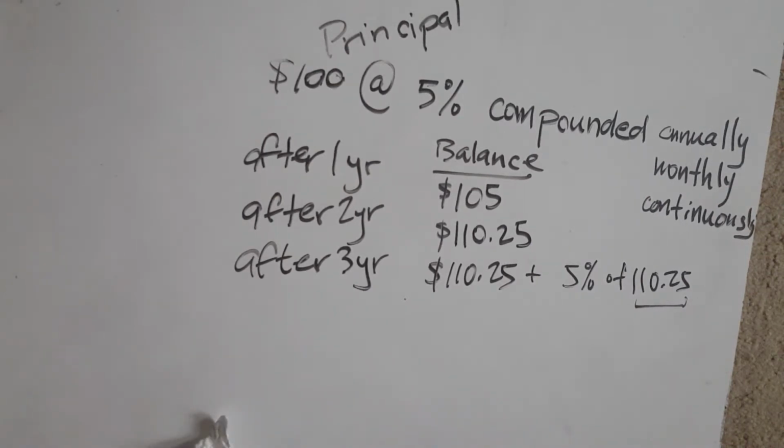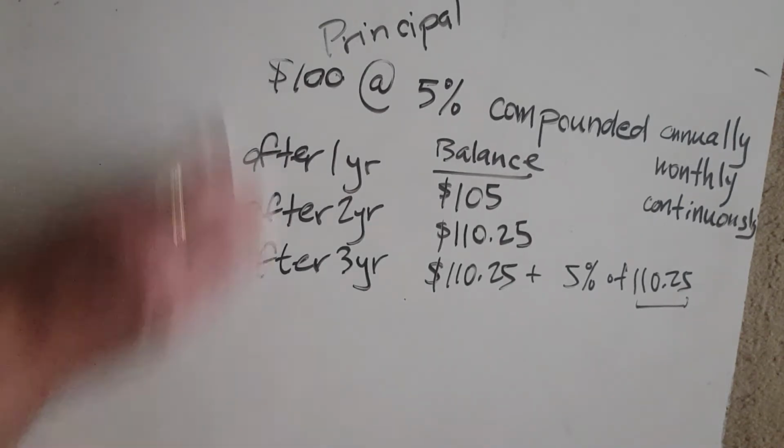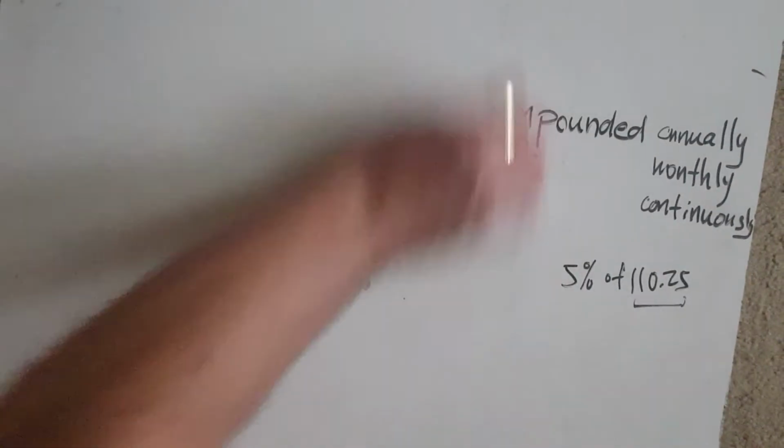Okay, that's 109 in the Saxon book, and we got one more lesson. Markup and markdown. Okay, so markup and markdown has to do really with the retailing of goods, you know, the sale of goods in a store.